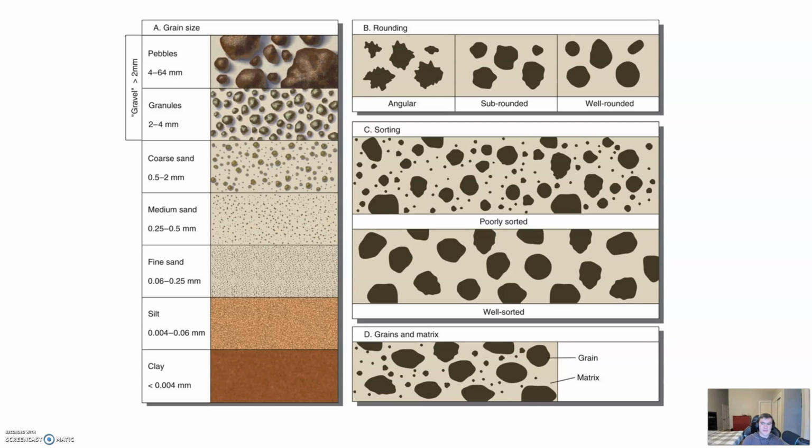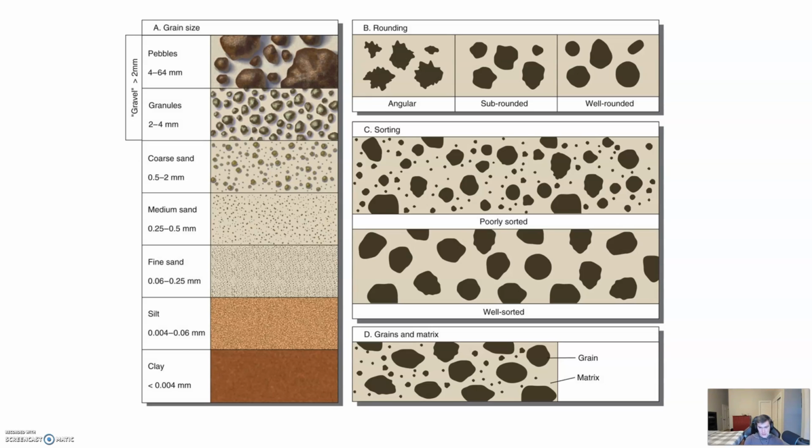And we can classify a sedimentary rock based off of how well sorted it is. Something that's poorly sorted has sediment of varying different sizes all over the rock, while something that is well sorted is really just one size and one shape. A lot of rocks that are made of clay or silt are very well sorted. A lot of rocks that are made of pebbles or granule size sediment are poorly sorted.